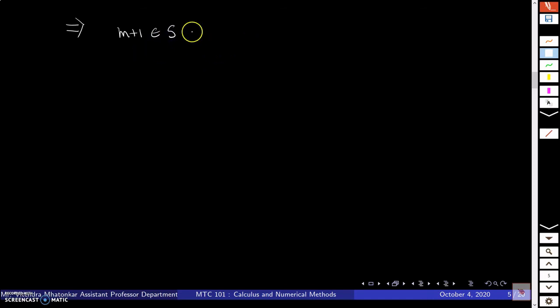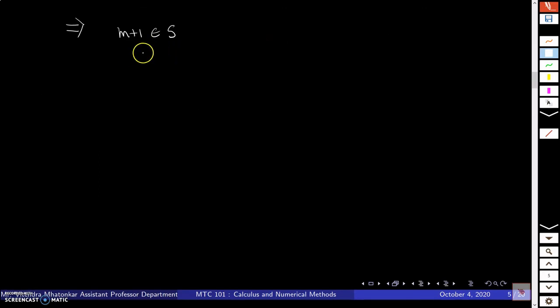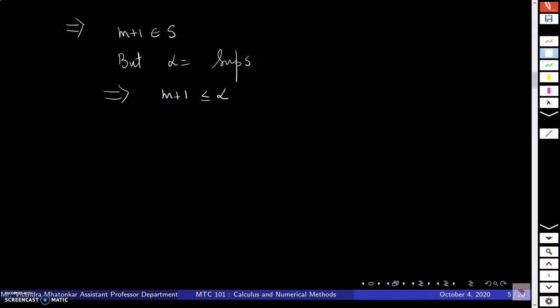Correct? But alpha is the supremum of S. That means every element of S must be less than or equal to alpha. This implies m plus 1 is less than or equal to alpha. And so what I'll do is I will transfer that 1 to the other side, and this gives me m is less than or equal to alpha minus 1.